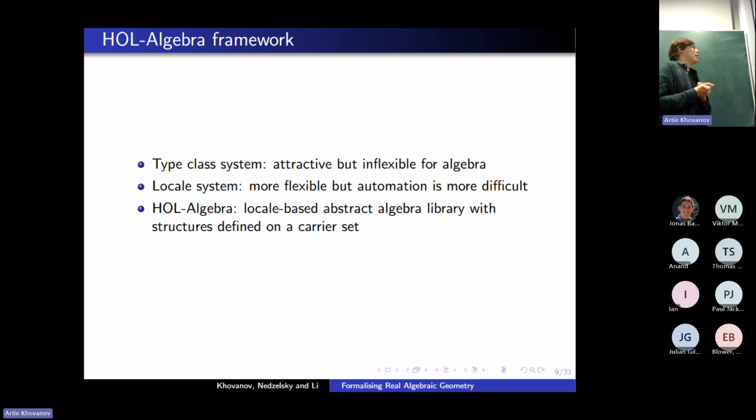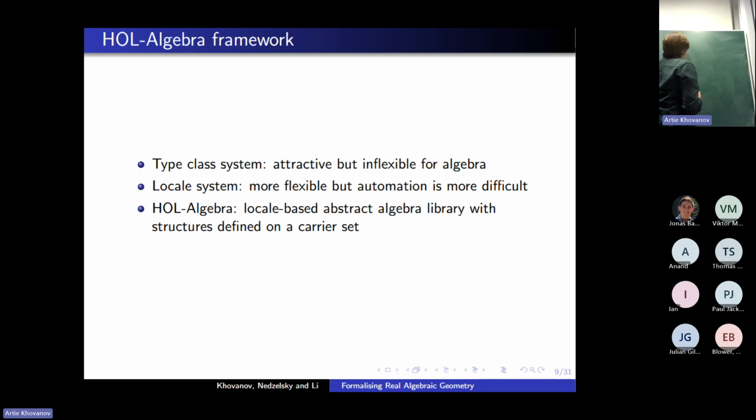I was working in a locale-based system, so that did not use type classes. The way it worked is it defined all of its algebraic structures on a carrier set, which is a subset of your given type. The idea is that it lets you work more easily with substructures. That's one of the advantages. So the difference is, if I want to define a group G, right?